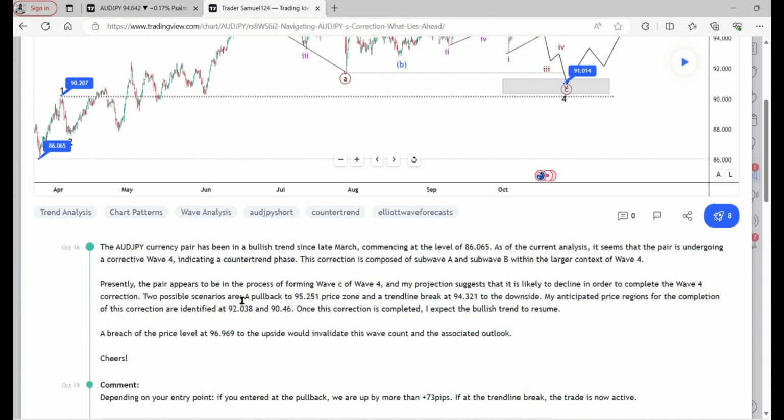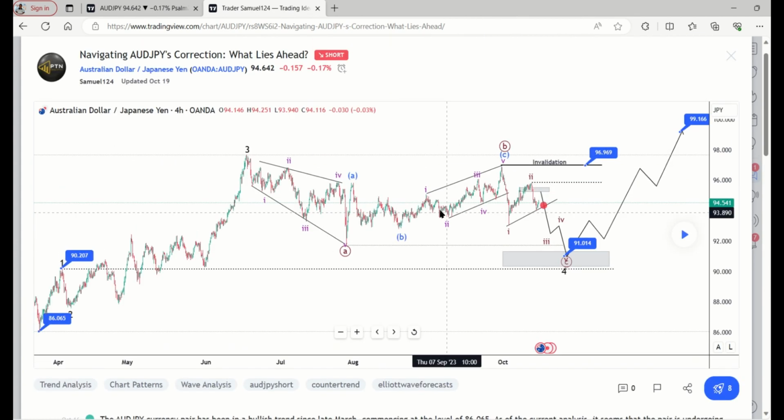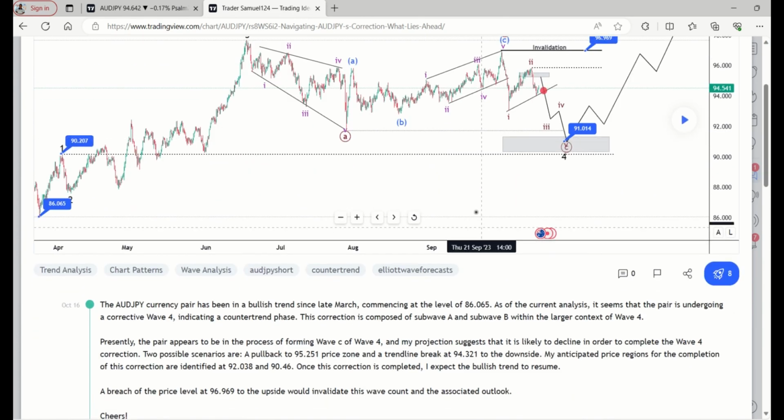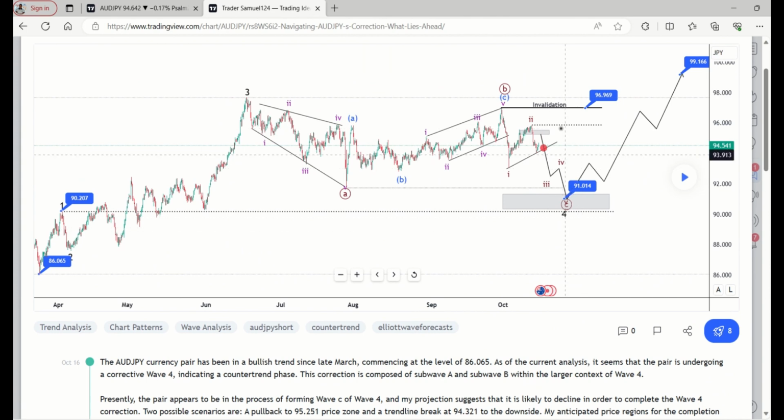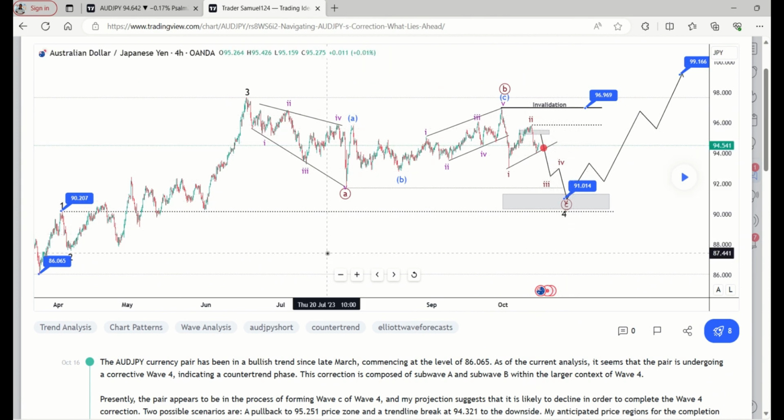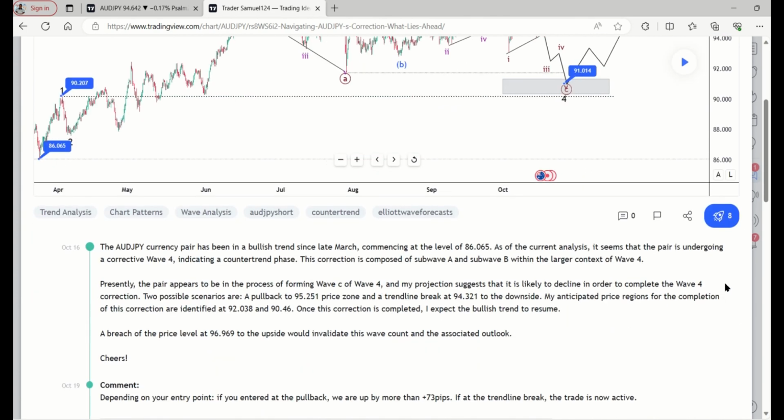Two possible scenarios now. Presently, the pair appears to be in the process of forming wave C of wave 4. This is wave 4, entirely wave 4. So we have had wave 1, A, wave B, and then this is wave C of wave 4. So what we are expecting is a pullback, and my projection suggests that it is likely to decline in order to complete wave 4. So we are expecting the completion of wave 4, to drop, and then the wave 4 correction.